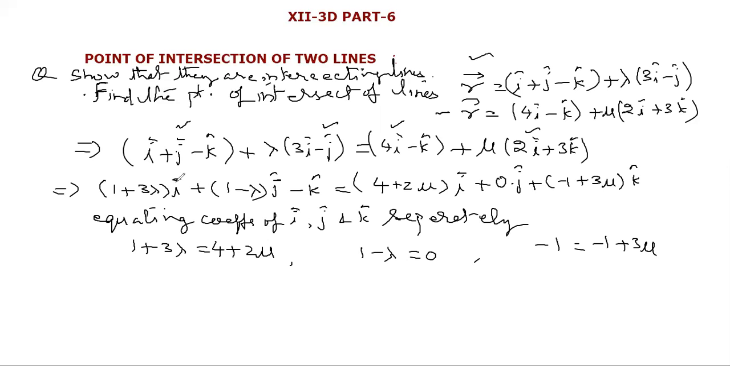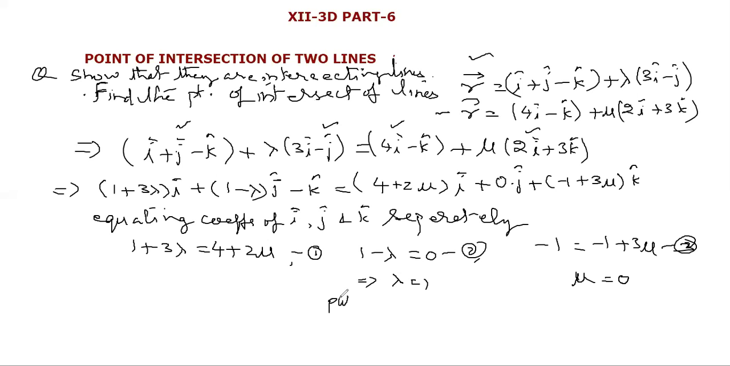If they are intersecting, we will find the value of lambda and mu from any two equations and put in the third equation. If it satisfies, then we can say they are intersecting lines. This is equation number 1, equation number 2, equation number 3. In equation number 2, if you solve it, we get lambda is equal to 1. From equation 3 we get mu is equal to 0. So when you put mu and lambda in equation 1, if it's satisfied, then they are intersecting lines.